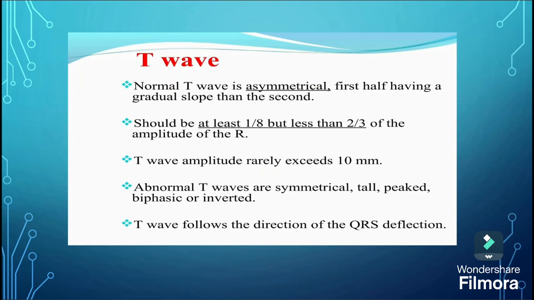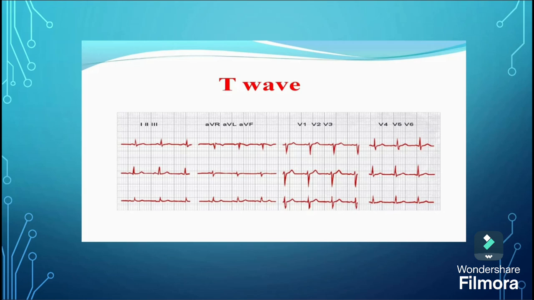Normal T wave is asymmetrical, the first half having a gradual slope than the second. T wave should be at least 1/8 but less than 2/3 of amplitude of R. T wave amplitude rarely exceeds 10 millimeter. Abnormal T waves are symmetrical, tall, peaked, biphasic, or inverted. T wave follows the direction of the QRS deflection. This is theoretical part. So you can see the T wave over here. You can see the T wave over here.